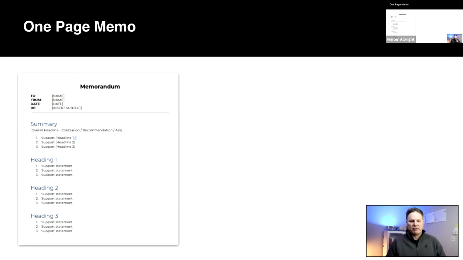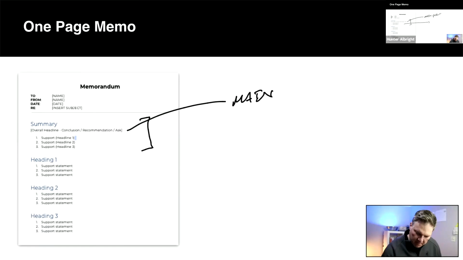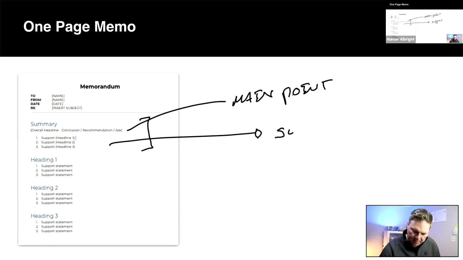And the really simple structure here is this summary at the top, right? This is your main point. And then these are your 3 main points down below that support it. And then the only thing you're doing in the rest of the memo is, for each of those main support points, you're giving 3 supporting details under each of them.